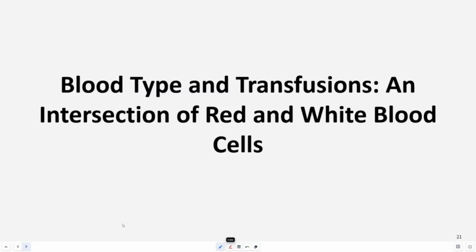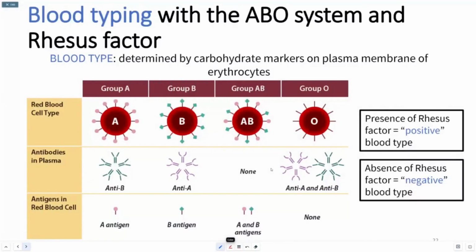Blood type and transfusions, an intersection of red and white blood cells. Blood type with the ABO system and the Rhesus factor, RH factor. So surface antigens or agglutinogens are molecules located on the plasma membrane of erythrocytes or red blood cells. These are best known as antigens that code for the ABO blood group. The presence of an A antigen and a B antigen determines your ABO blood type.